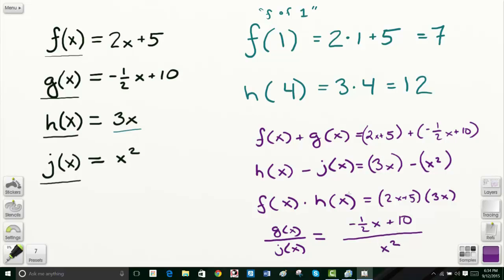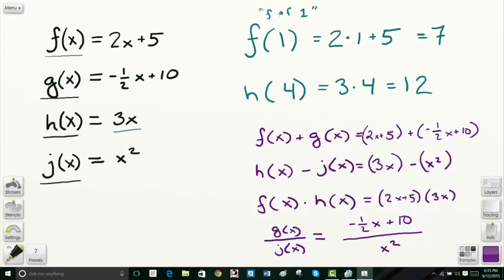In other words, we're taking the expressions that are on the right side of these functions, and we're performing operations on them. Not like medical operations, like mathematical operations: addition, subtraction, multiplication, division. So those are all ways that we can use function notation.